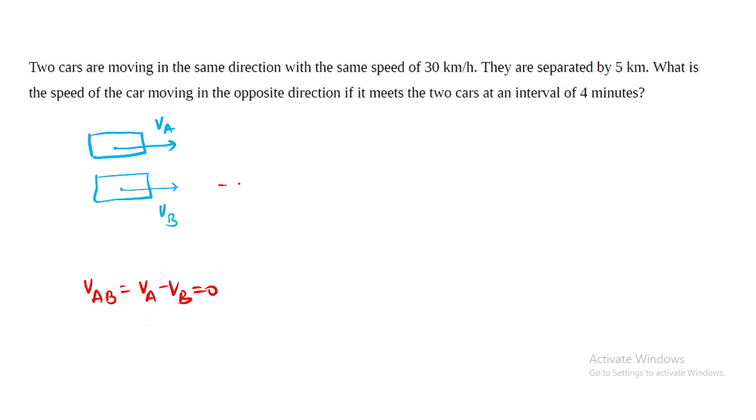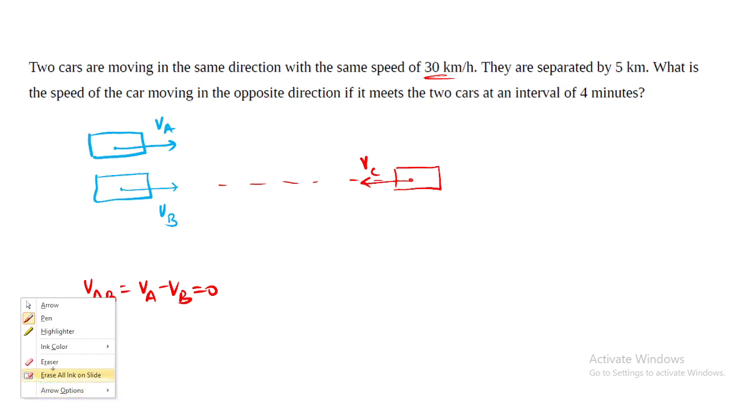Next, one car is there somewhere, randomly. Which car is this one? C car. Can I take it as VC? Moving in the opposite direction or not? Two cars are moving in the same direction, same speed of 30 kilometer per hour. They are separated by 5 kilometers. What is the speed of the car moving in the opposite direction if it meets the two cars in four minutes? I wanted to interpret the question like this.